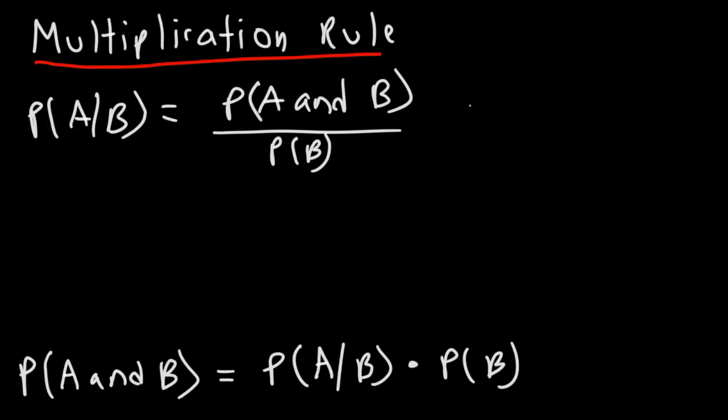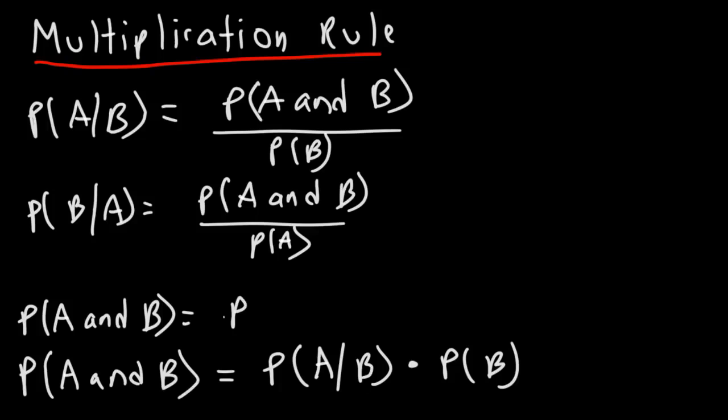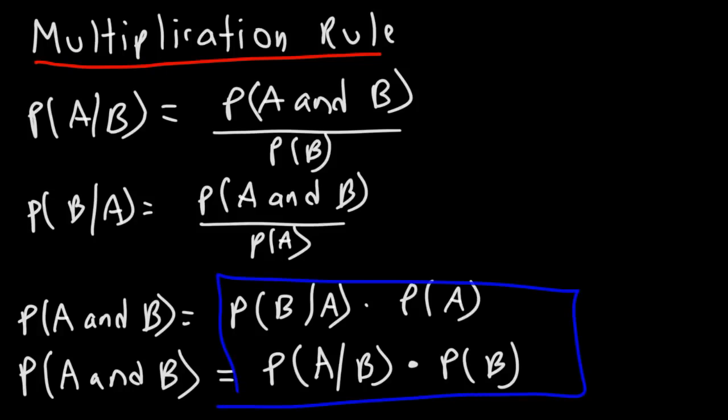Now, what about this scenario? What is the probability of B given A? This is still the probability of A and B occurring, but divided by the probability of A. So if we rearrange this equation by multiplying both sides by P of A, we can see that the probability of A and B can also be written as the probability of B given A times the probability of A. So notice the similarities of these two equations.